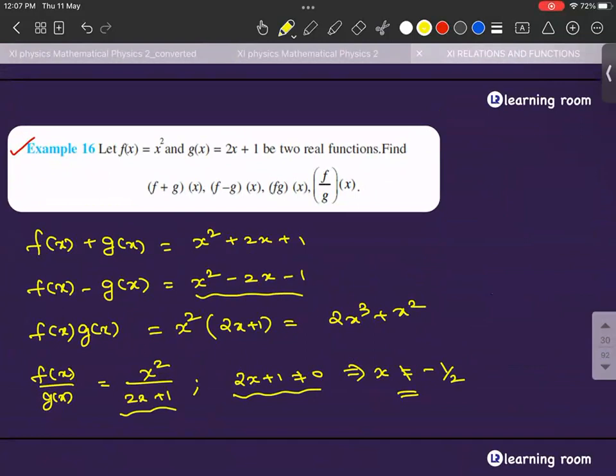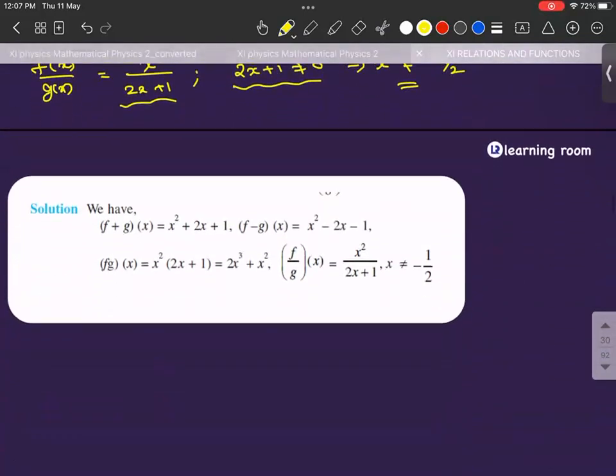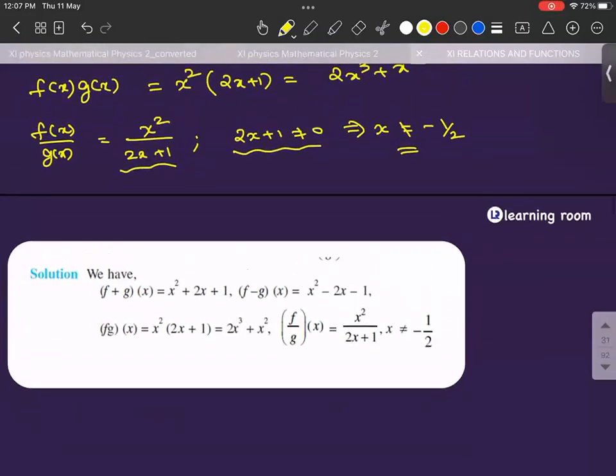Ananya, are you clear? Yes, sir. So it's very simple. Whenever you divide one function with another function, you should always equate the denominator to a non-zero value. That's it. Clear with this? X is not equal to minus half. Right.